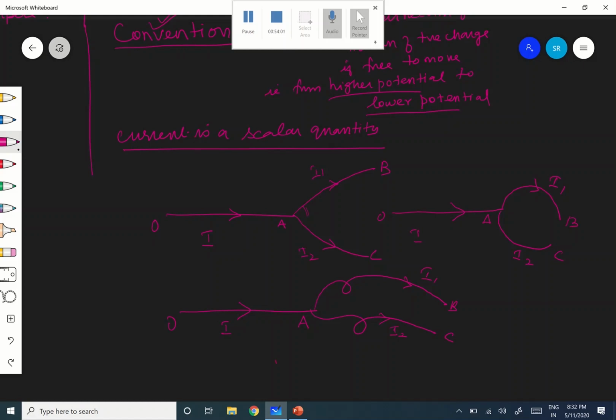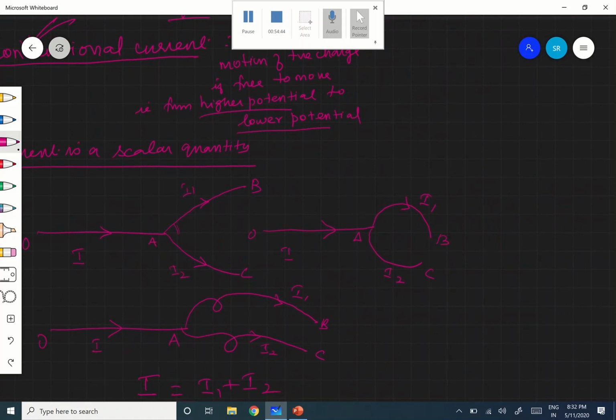Therefore, in all three cases, the total current I is equal to I1 plus I2. That says current is a scalar quantity. If it were a vector quantity, we would have to follow vector addition. Total current in the circuit is nothing but, whether three branches or four branches, I1 plus I2 plus I3 plus I4. That's all. Are you following? This confirms that current is a scalar quantity.